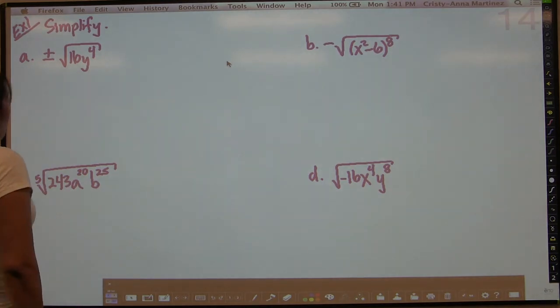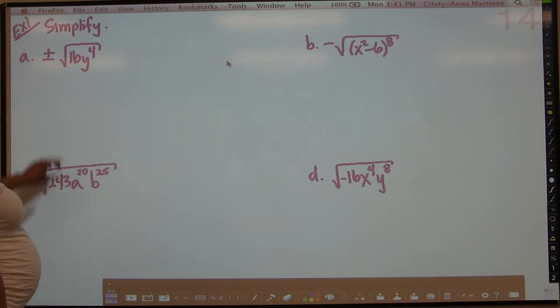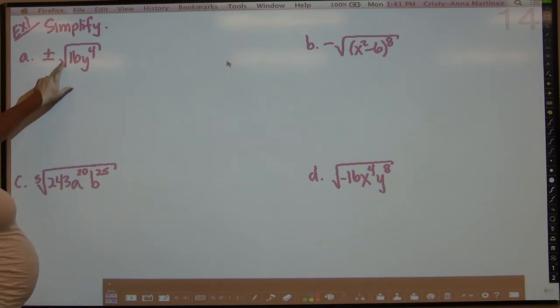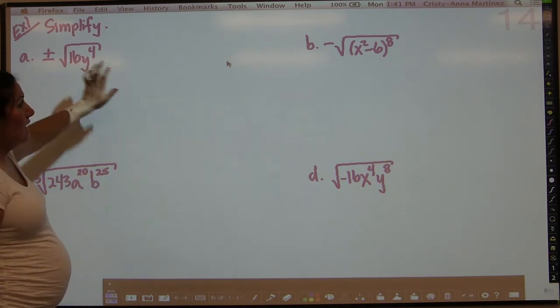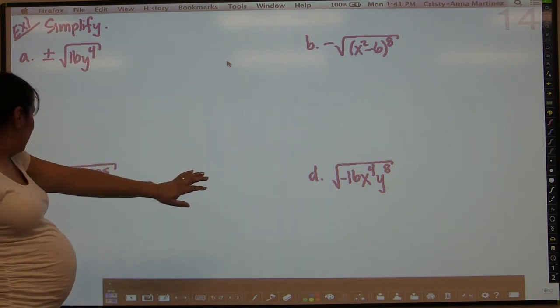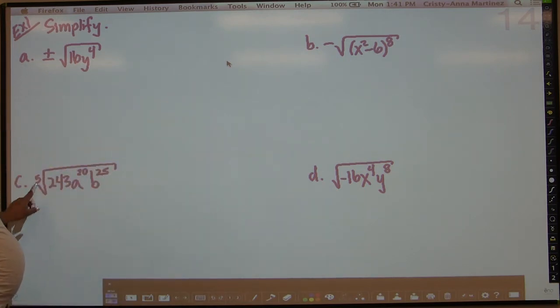So, simplifying. This one does not say that it's a square root because there's no index written that says 2, but we assume it's a square root because it's not written. The same is true for B and D, but you'll notice that in part C, it's explicitly written as a 5, so this is a 5th root.